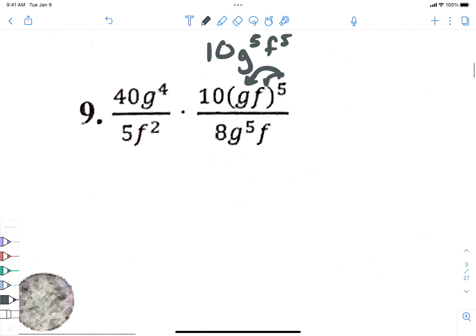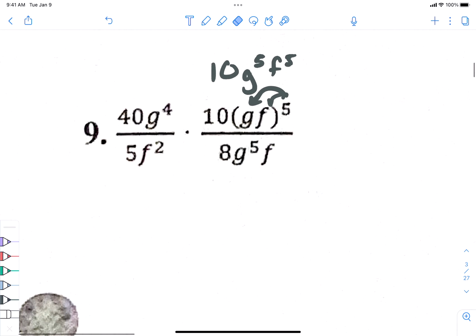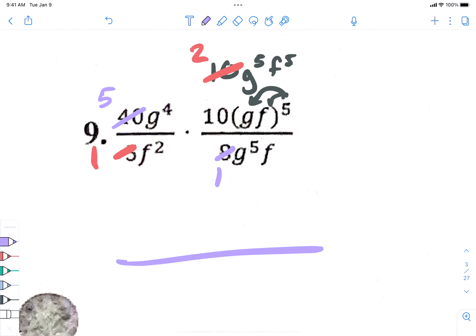Okay, now, let's only worry about numbers. So 40, 10, 5, and 8. What do you want to reduce? 10 and 5, sure. That becomes 2 and 1. Okay, next. The 40 and the 8. If you reduce by 8, that will be 5 and 1, right? Okay, are my numbers completely done? Yes. Okay, so on the top, I have 5 and 2, which makes 10. On the bottom, I have 1 and 1, which makes 1.